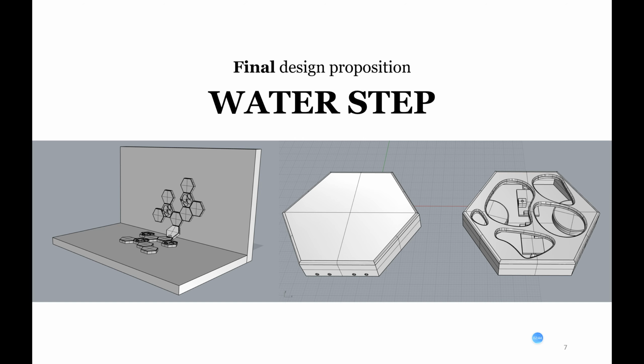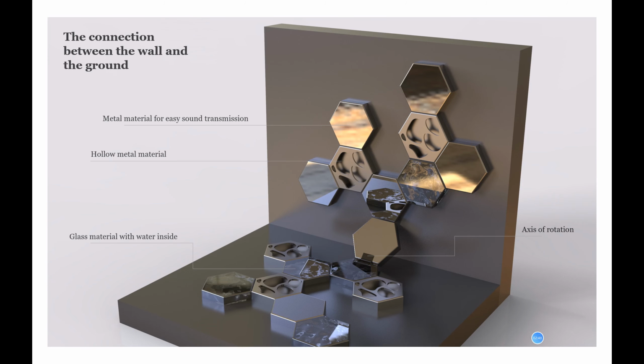This is the 3D model of my project. First of all, the WaterStep system consists of 3 different parts, namely the ornamental part, the perforated metal part, and the glass material part. Its main sound generating materials are metals such as aluminum and transparent materials such as glass or acrylic.